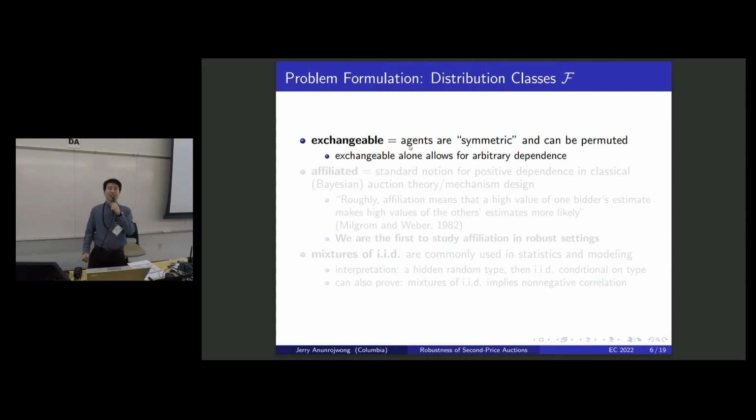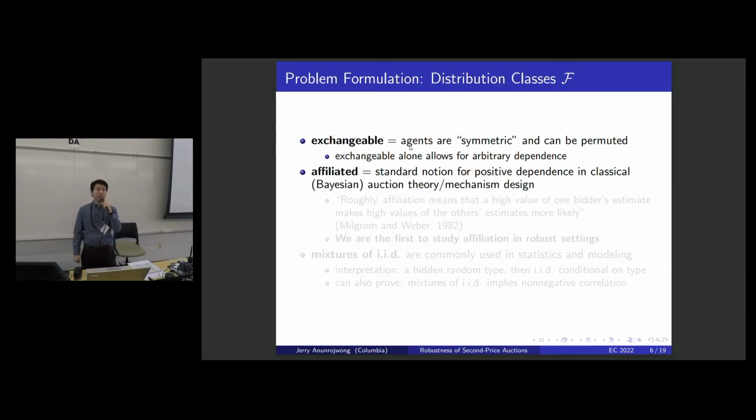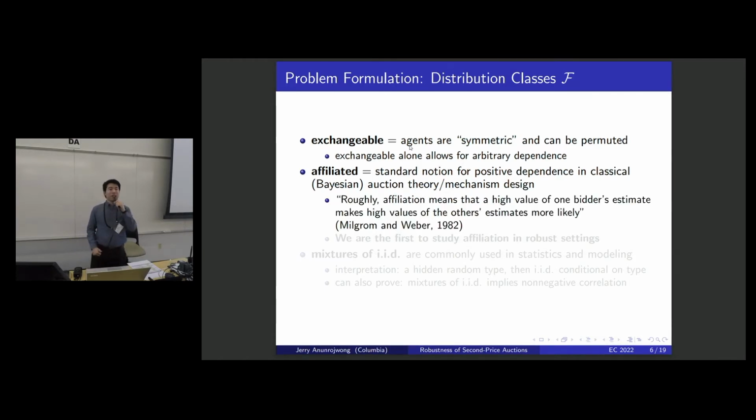As we have already said, exchangeable means that agents are symmetric and can be permuted. Affiliation is a standard notion for positive dependence in classical or Bayesian auction theory and mechanism design. Roughly, affiliation means that a high value of one bidder's estimate makes high values of the others' estimates more likely. And while affiliation is commonly studied in Bayesian settings, we are the first to study it in robust settings.